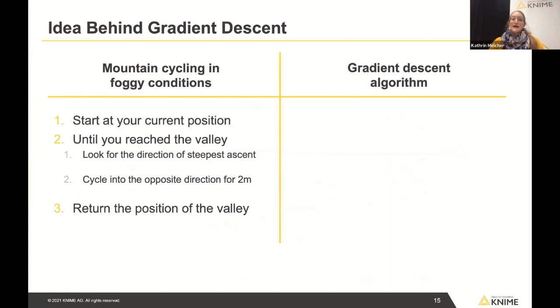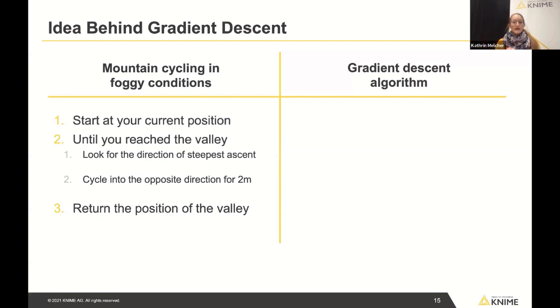The idea behind gradient descent can be compared with someone going cycling under foggy conditions, where a mountain cyclist went up a mountain and now wants to get back to the valley, but can't see the valley because it got really foggy. An approach the mountain cyclist could use is to start at the current position, and until he reaches the valley, always look into the direction of the steepest ascent, and then decide: if this is the direction of the steepest ascent, then I move into the opposite direction, which is the direction of the steepest descent, and I cycle into this direction for 2 meters.